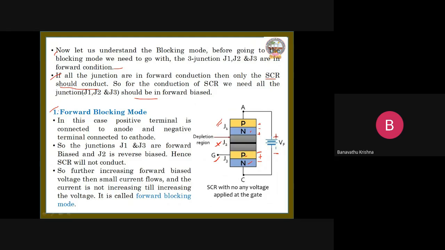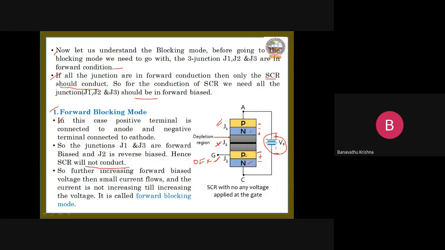Okay, let us see here the forward blocking mode. In this case, the positive terminal is connected to the anode and the negative terminal is connected to the cathode. So the junctions J1 and J3 are in forward bias and J2 is reverse bias. Hence, the SCR will not conduct. It is in off mode. Here we are applying the positive voltage, that is forward bias voltage, but the SCR is going to off condition, which means it is forward blocking mode.